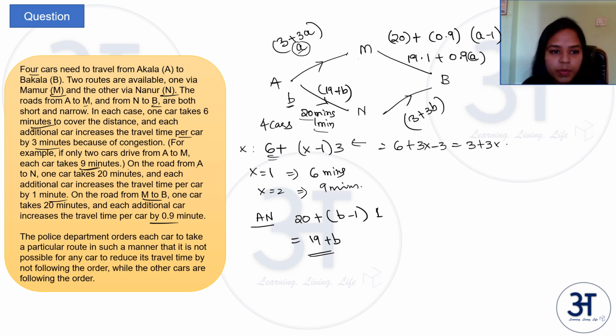So once we get this, the police department orders each car to take a particular route in such a manner that it is not possible for any car to reduce its travel time by not following the order, while the other cars are following the order. So the policemen direct in such a way that they divide these cars into A and B such that if any of the cars from the route AMB decides to travel in the route ANB, it results in a higher travel time for that car. Similarly, if any car from ANB decides to travel in the route AMB, it will take a higher time once the division is done.